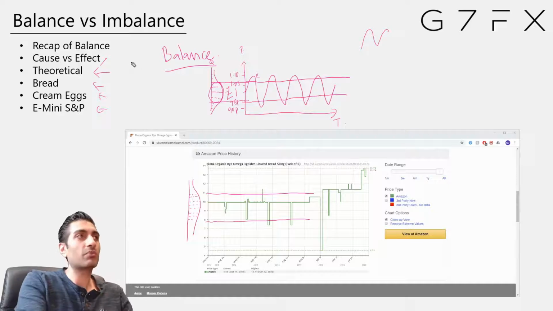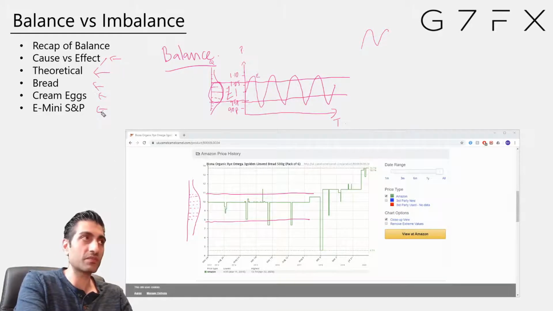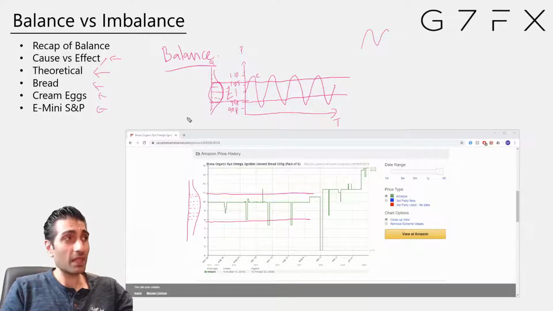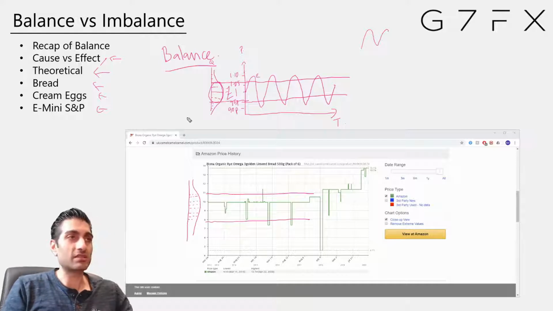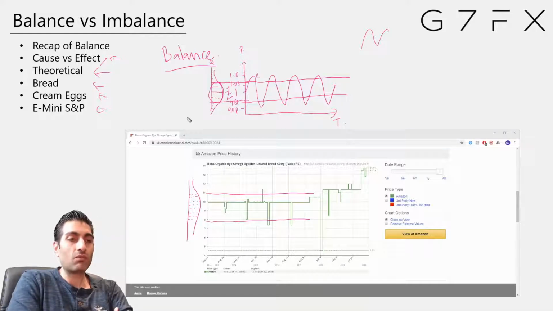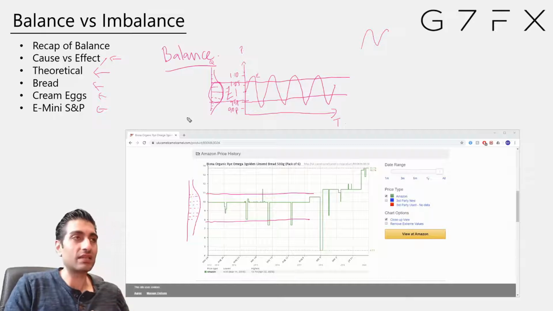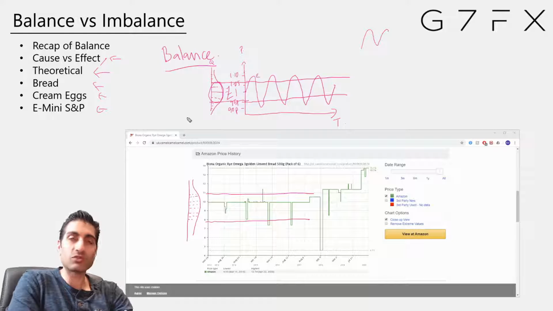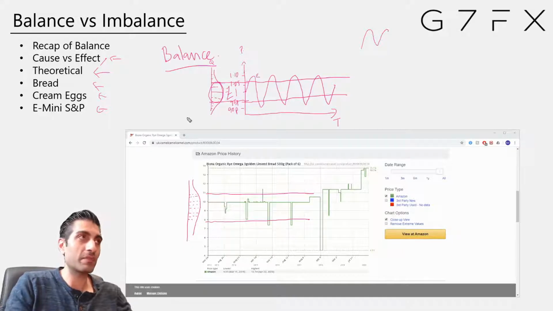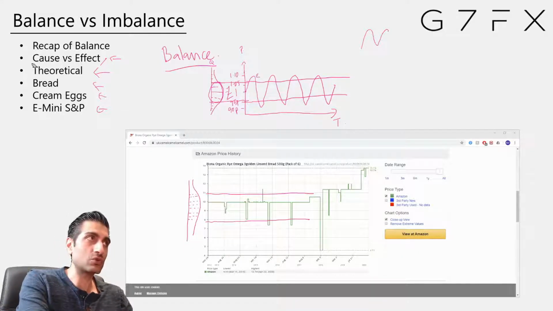So this is where I want to bring in the cause and effect, right? We've looked at it on a theoretical basis. We've now seen a real example of balance. And I'm going to show you on the E-mini S&P as well. I talked a lot about people not understanding how fierce the competition is, and things about indicators and why volume is so important. One thing I haven't talked about in the entire course yet is this, and it's cause versus effect.